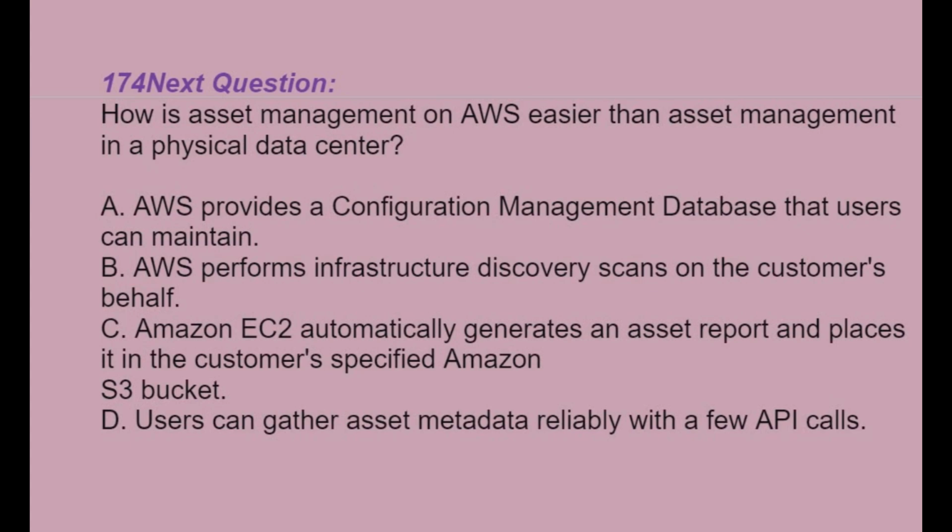Question is, how is asset management on AWS easier than asset management in a physical data center? Option A. AWS provides a configuration management database that users can maintain. Option B. AWS performs infrastructure discovery scans on the customer's behalf. Option C. Amazon EC2 automatically generates an asset report and places it in the customer's specified Amazon S3 bucket. Option D. Users can gather asset metadata reliably with a new API calls. Correct answer is option B.